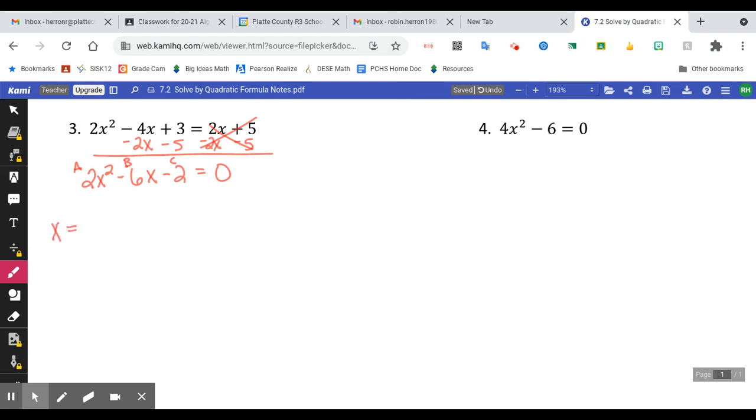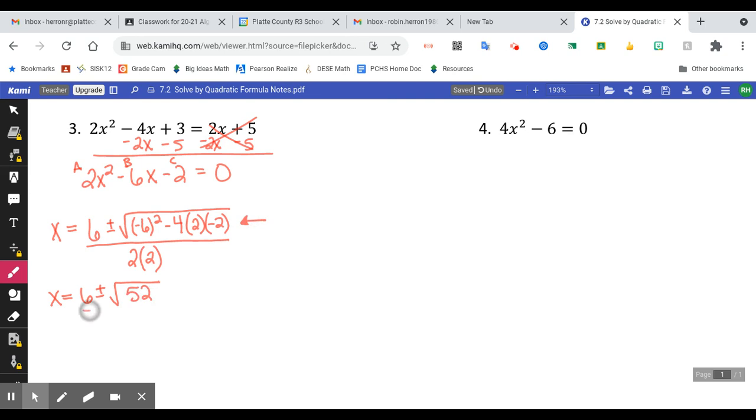x equals opposite B, so positive 6, plus or minus the square root of B squared, so negative 6 squared, minus 4AC, divided by 2A, and A is 2 again. So x equals 6 plus or minus the square root. When I type all of this in underneath here, I get 52, divided by 2 times 2, which is 4.